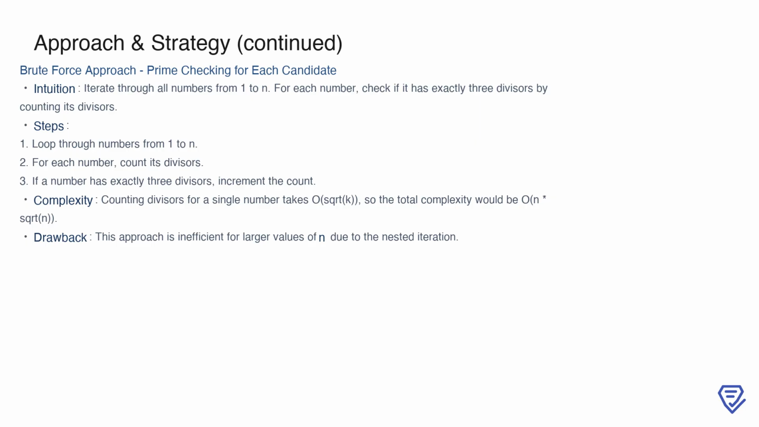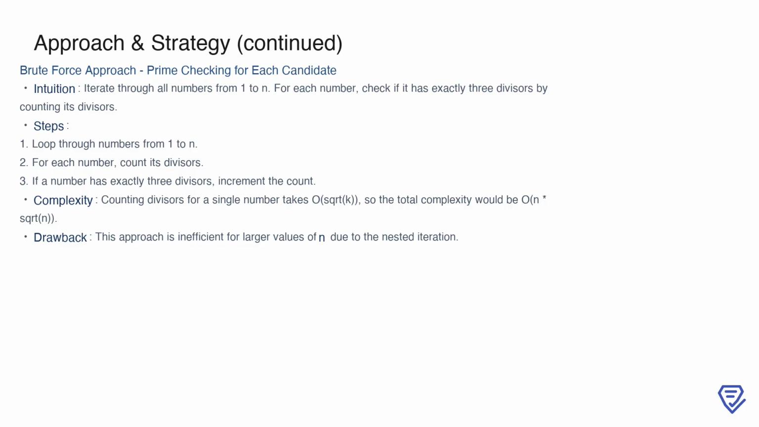One way to approach the problem is through a brute force method. The intuition here is to iterate through all numbers from 1 to n and, for each number, count its divisors. If a number has exactly 3 divisors, we increment our count. To break this down, we would loop through every number from 1 to n, and for each number, calculate its divisors.